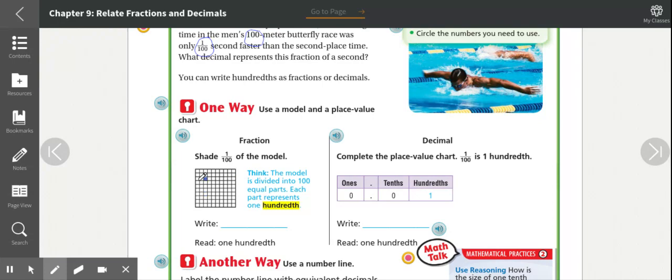So here we have a model and it's cut up into 100 pieces. You can think about it because it looks like 100, like our blocks, right? And it's 100 pieces, right? Because it's 10 by 10, or 10 times 10, to get our 100. So we're going to shade one piece out of the 100. That's literally only one little tiny piece out of the 100 pieces. And how we would write this would be 1/100th.